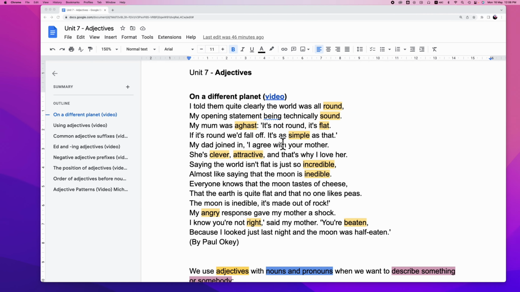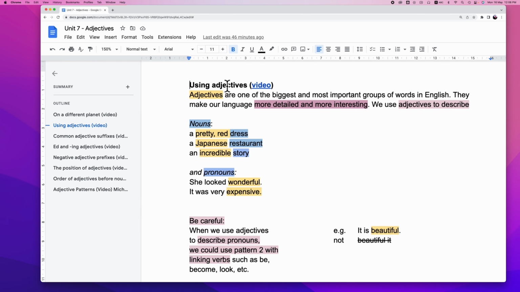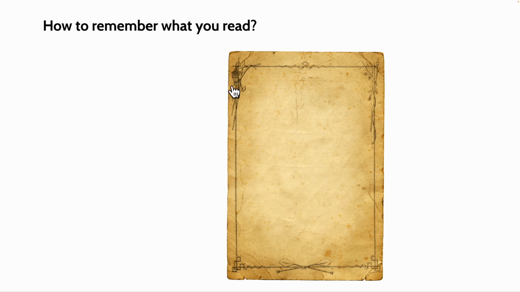And then the other thing: what's an adjective? An adjective is the color yellow. So in our poem, we have two yellows. A yellow represents an adjective. When we see this yellow, we can recall that the topic is about what an adjective is.